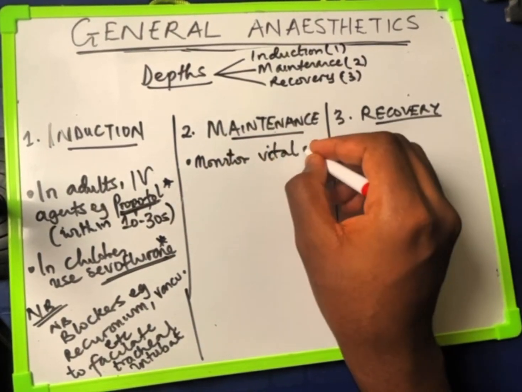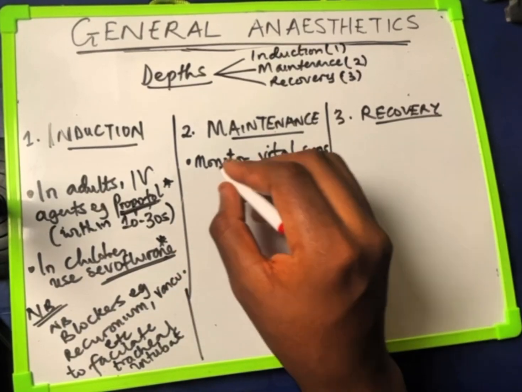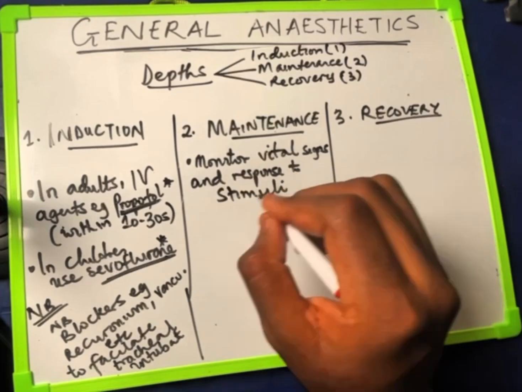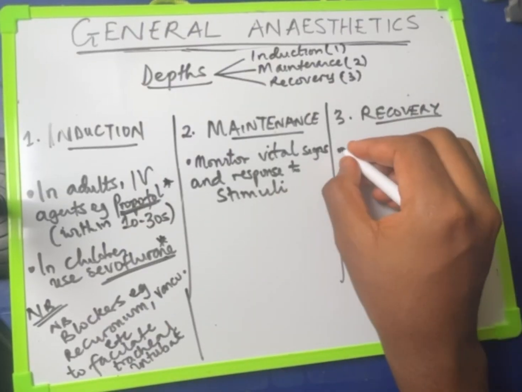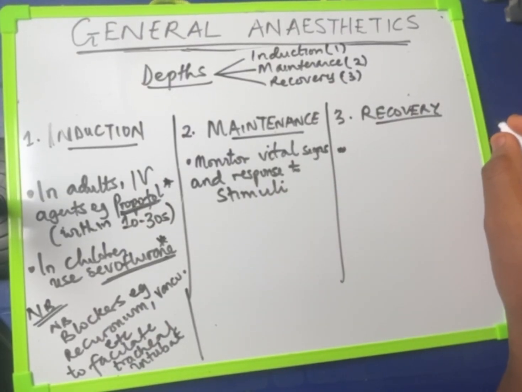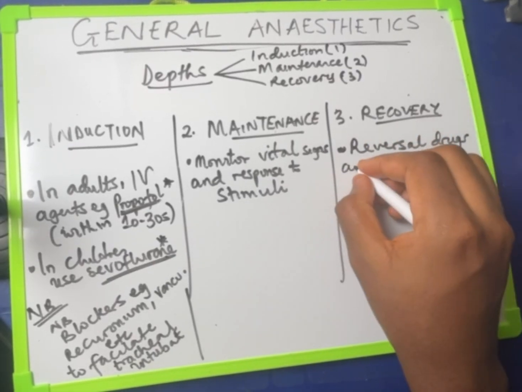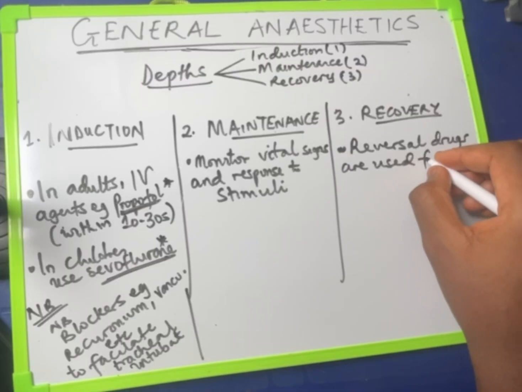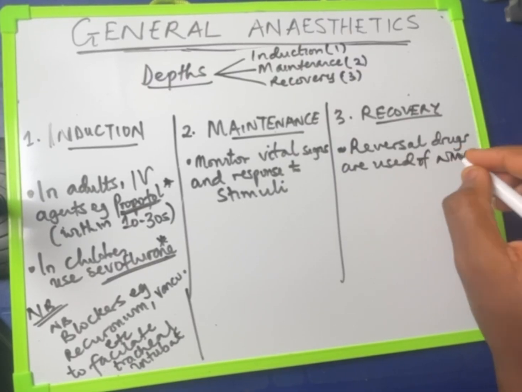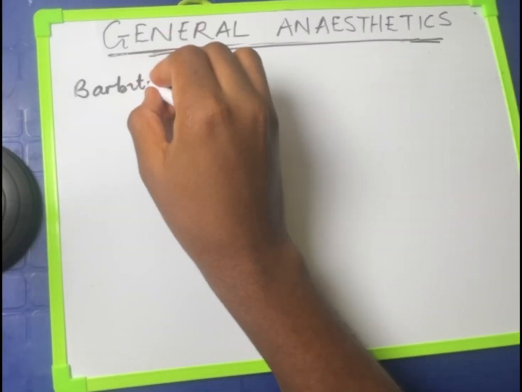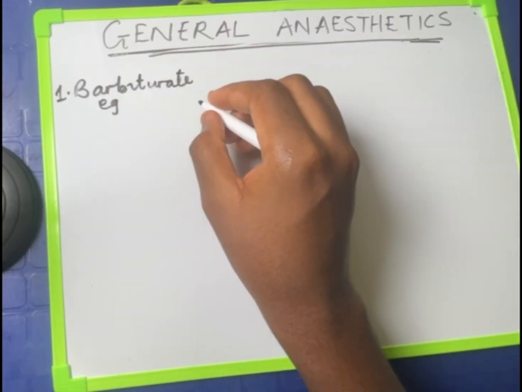Then for maintenance, we should be able to monitor vital signs, okay, to see is it rising, is it falling, and we should also check the patient's response to stimuli. Then for recovery, this is when the drug leaves the site of action and goes into normal circulation. Okay. Now we should also use recovery drugs here, such as neostigmine if we used neuromuscular blockers.